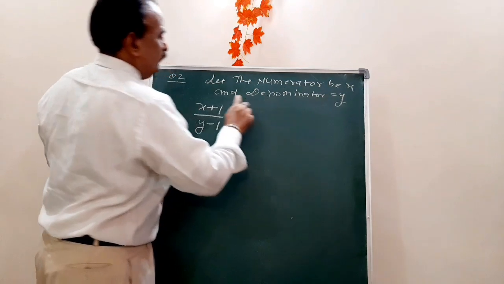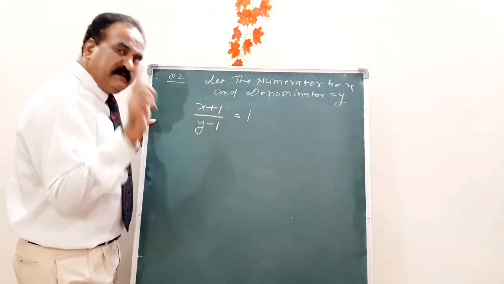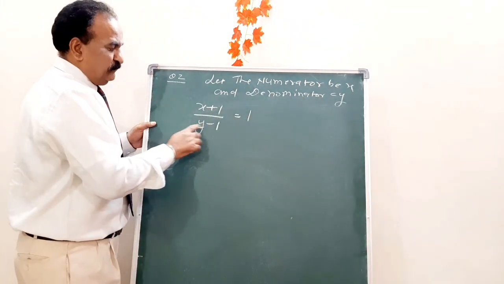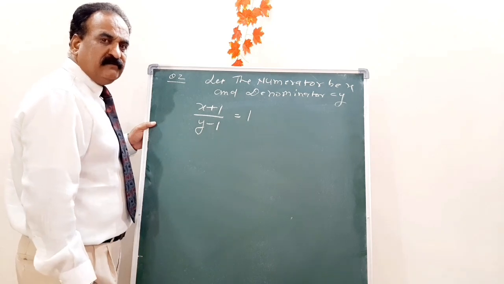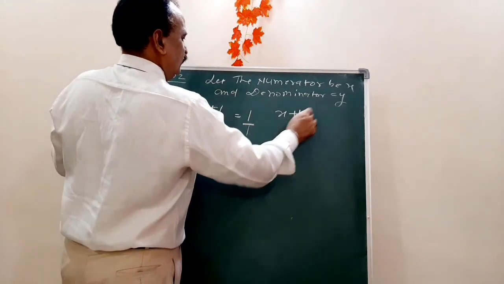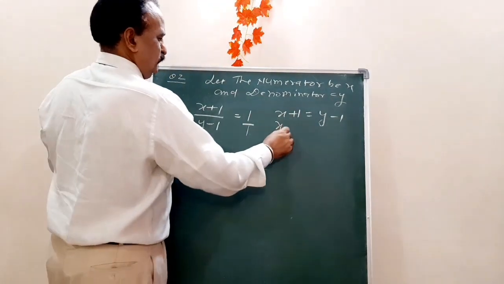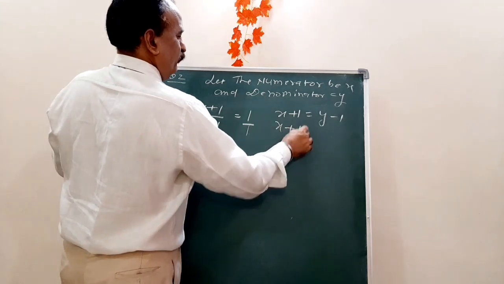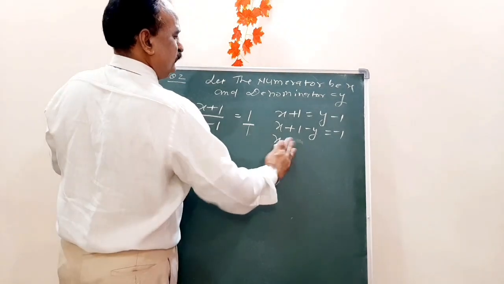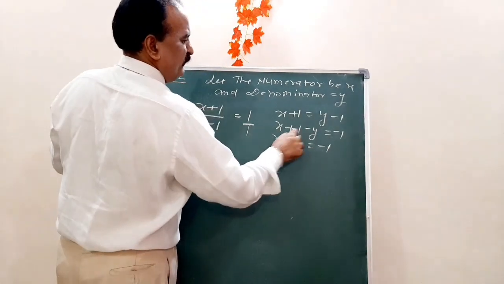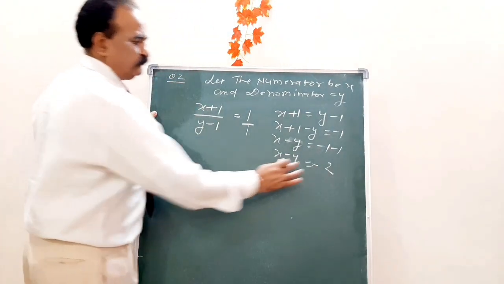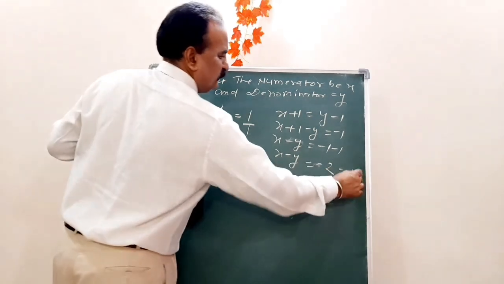Let the numerator be x, denominator is y. If 1 is added to the numerator, it means x plus 1, and 1 is subtracted from the denominator, it means y minus 1. Then the fraction becomes 1. Now do the cross multiplication. It means x plus 1 is equal to y minus 1. So x plus 1 minus y is equal to minus 1. It means x minus y is equal to minus 1, 1 transfer this side, it means x minus y is equal to minus 2. This is the first equation.